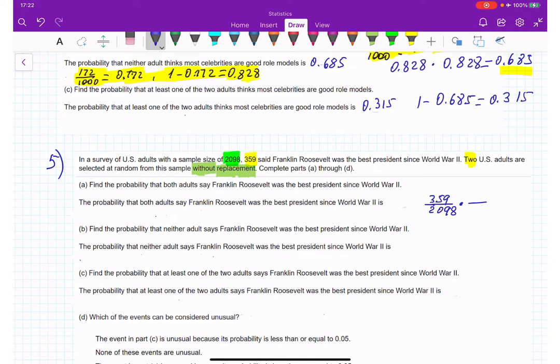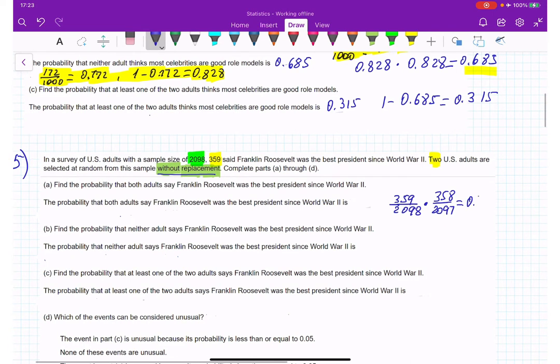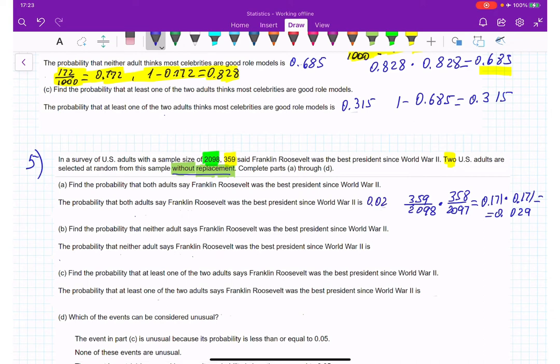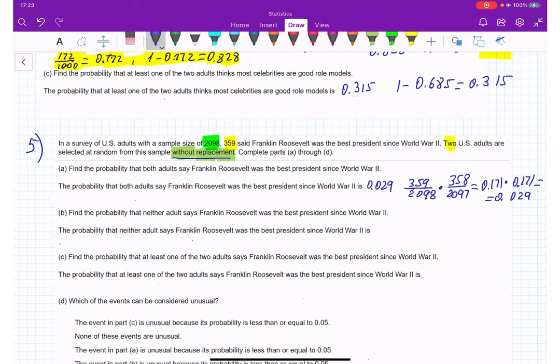And then the second one also. Therefore, both of them agree that he was the best president, so we use multiplication. But because here it says no replacement, after the first person we will have a total of 2,097 people, and only 358 will say the best president, because we don't replace. Therefore, the result is going to be 0.171 times 0.358. Because the numbers are so big, it doesn't make much difference. It's equal to 0.029.